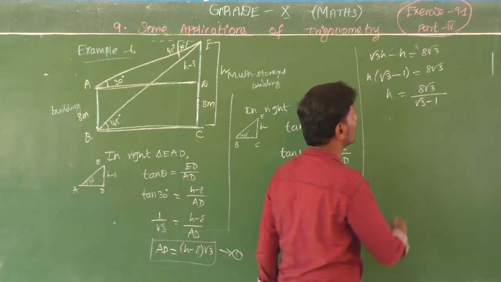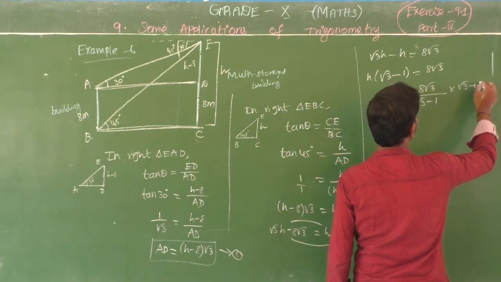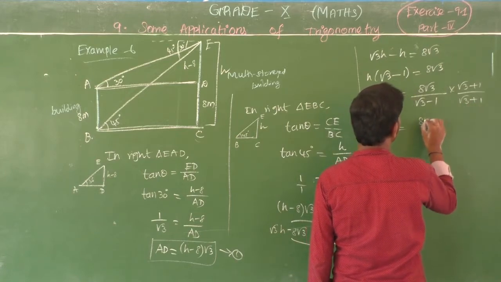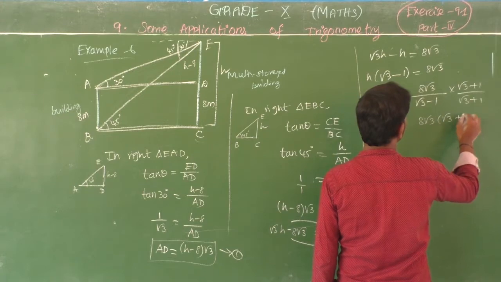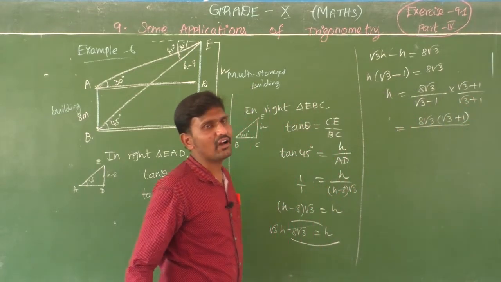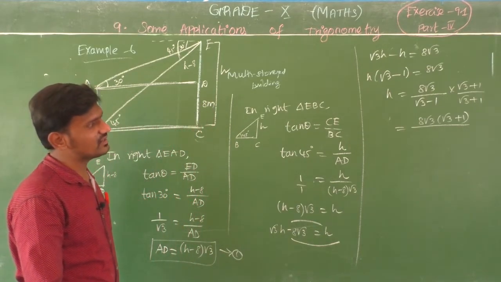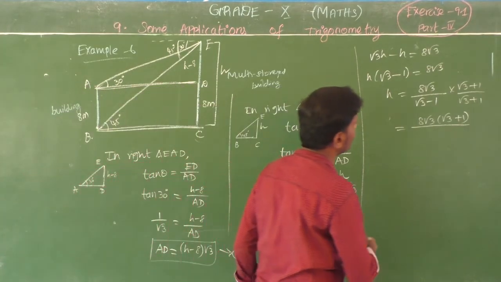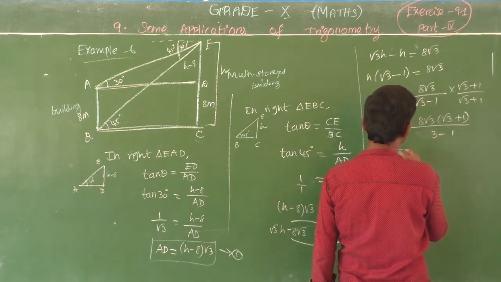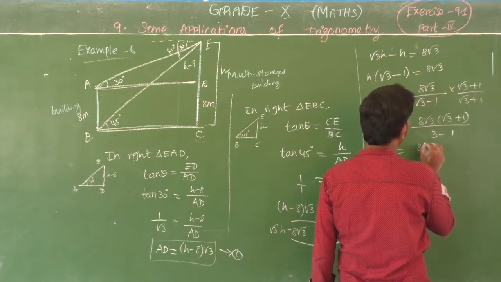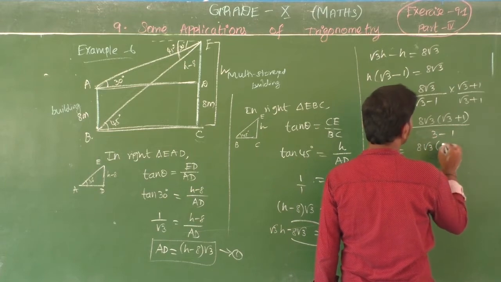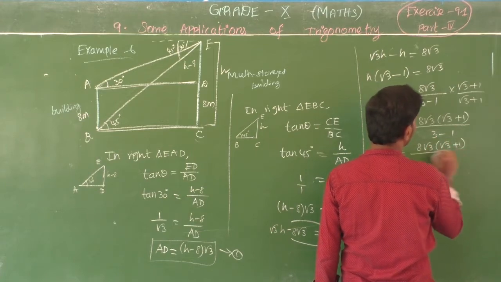The conjugate factor of the denominator is root 3 plus 1 by root 3 plus 1. So multiply to get 8 root 3 into root 3 plus 1 divided by, here a plus b into a minus b, you have the value of what? A square minus b square. So root 3 whole square is 3, minus 1 is 2. So 8 root 3 into root 3 plus 1, the whole divided by 2.